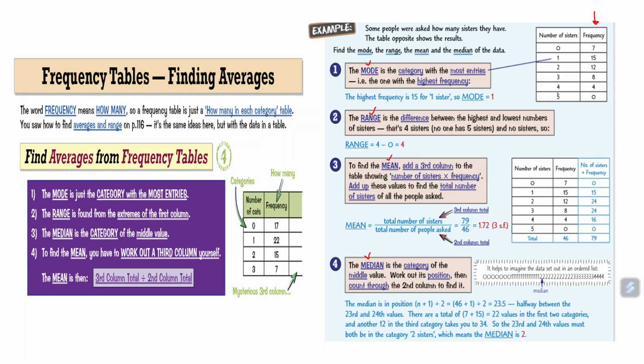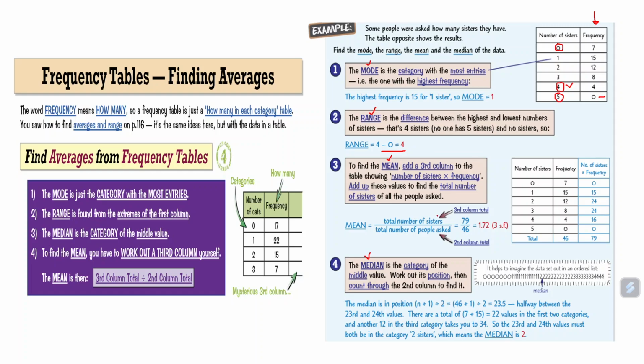So you can see that 5, number of sisters, people were asked how many of them have 5 sisters. Nobody answered. None were answered. As such, we are settling for the highest number here as 4. So this is the highest number as 4, and 0 is the lowest. So the range will be 4 minus 0. This will give us 4.